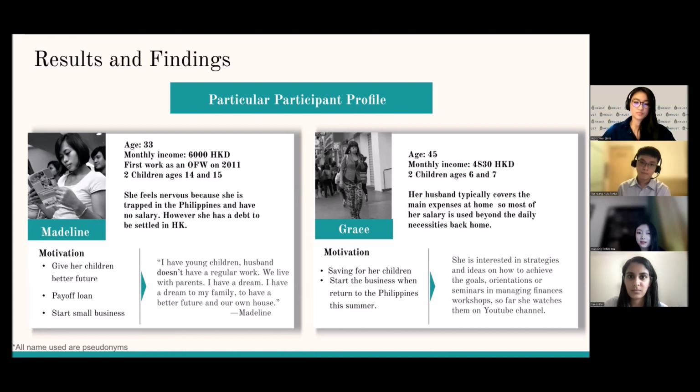Case 2 is Grace. Grace is 45 years old and she has 2 children. She has 4,830 Hong Kong dollars income in typical months. Her husband typically covers all the main expenses at home, so most of her salary is used beyond the daily necessities. She has clear motivations and she is interested in strategies and ideas on how to achieve goals, so she learns them online by herself.